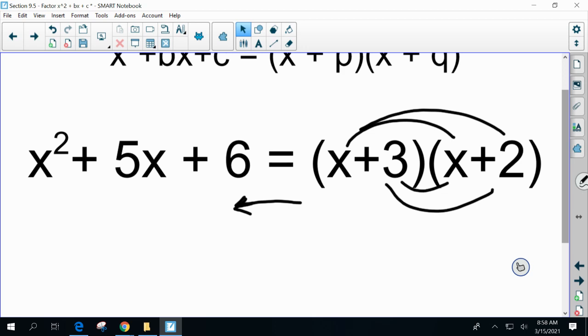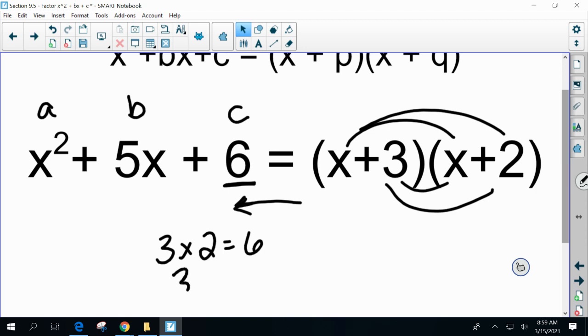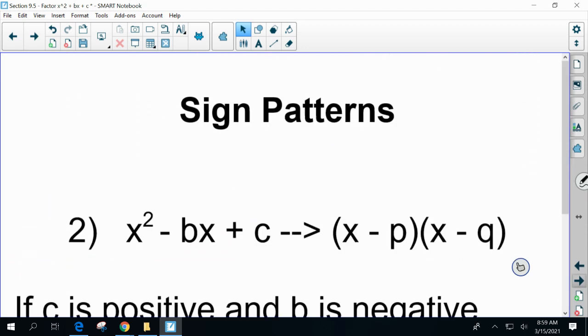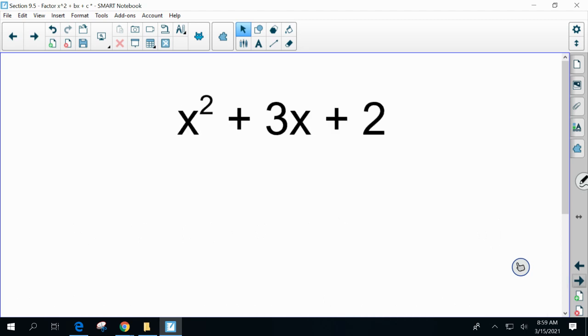So I'm going to point out a few things. 3 times 2 equals 6, which is our C term. So this is A, B, and C. I'm going to point out one more thing. 3 plus 2 is 5, which is our B term. So all these numbers kind of go together, and it'll make more sense, hopefully, after I show you how to do this. Okay.